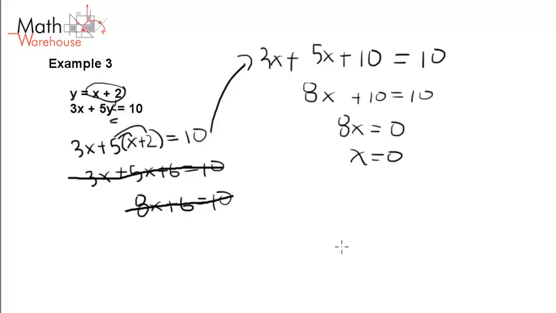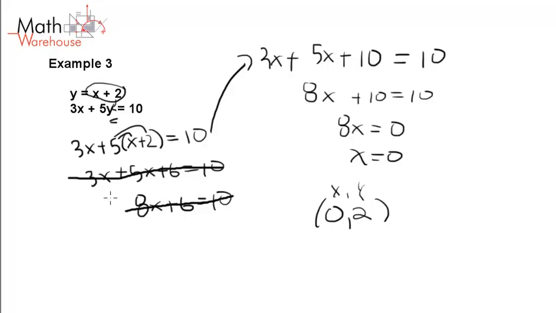So now that we know that x equals 0, to get the y value of our solution, all we do is take that x and substitute it in. y equals 0 plus 2 or 2. And that's it for substitution.